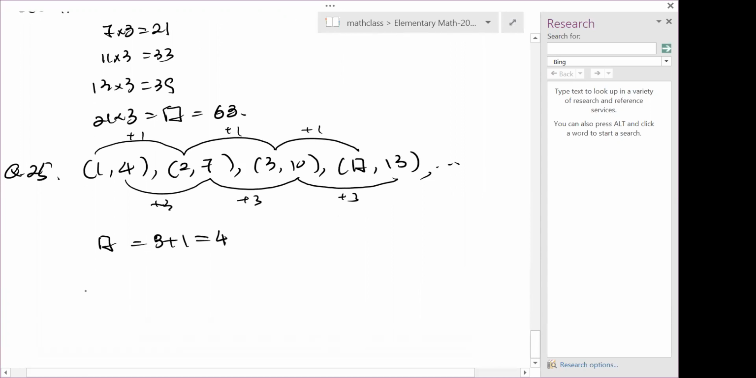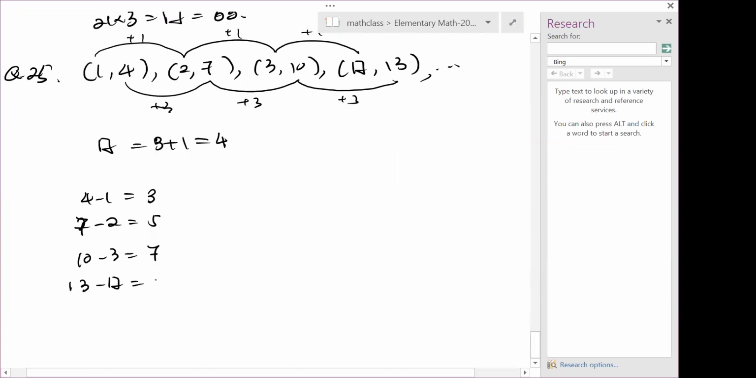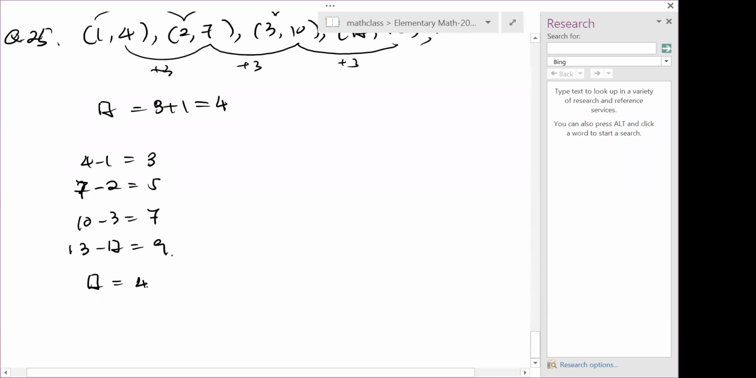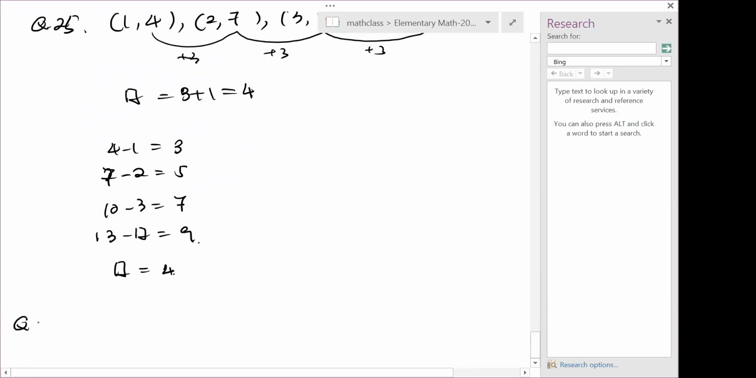Another way to do it is you take the difference of the two numbers, which is 3 here, 7 minus 2, that's a 5. And then you see the pattern, right? That's probably how you did it. It's a 7. And so 13 minus that number is the next number, right? It's going to be 9. So that number is going to be 4, because 13 minus 4 equals 9. So there are some different ways to do this.